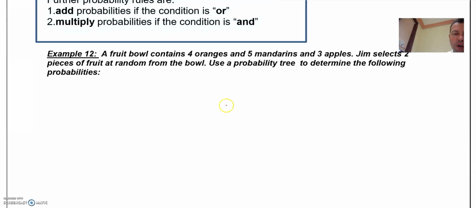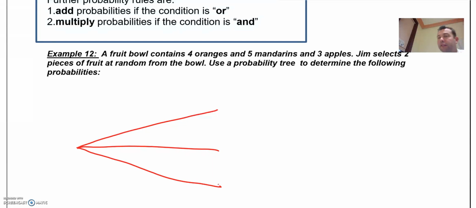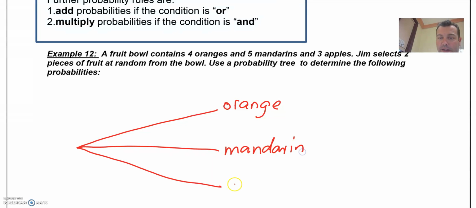3 options. We need to draw this as big as possible. Tell you, this is not the first time I've made this video because I got a bit messy. Orange, mandarin, and an apple.